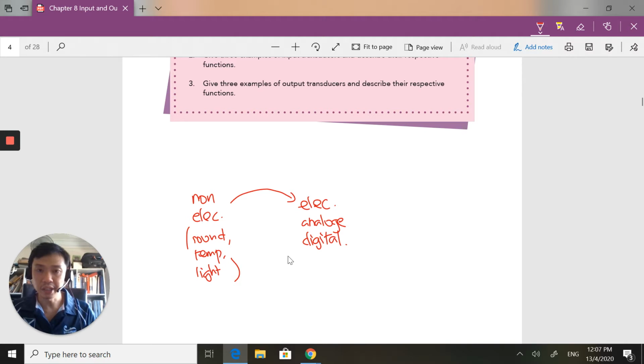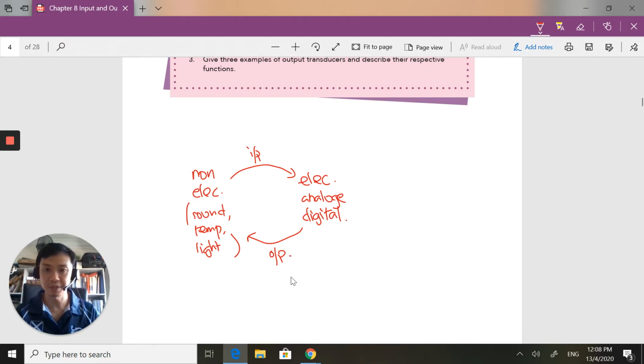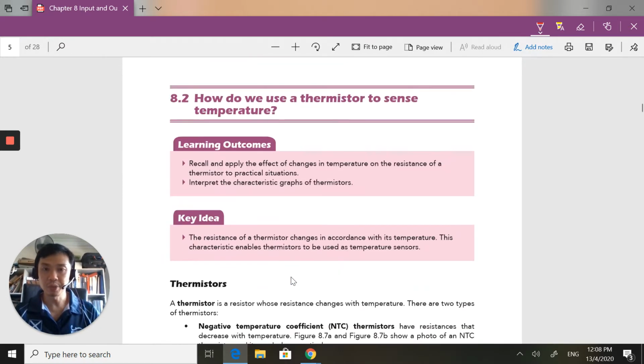Okay, and if they are able to convert from non-electrical to electrical, I also told you that they would also be able to do it backwards. So typically these are your input transducers and these are your output transducers. So this is what we learned in the first video. Now we are going to go into specific transducers.